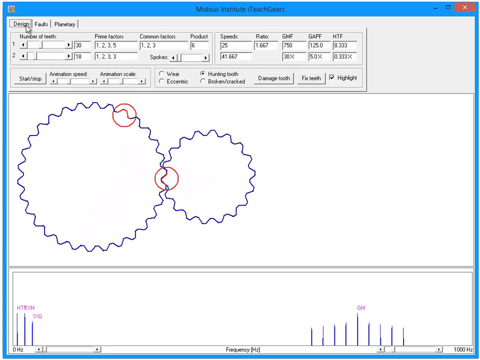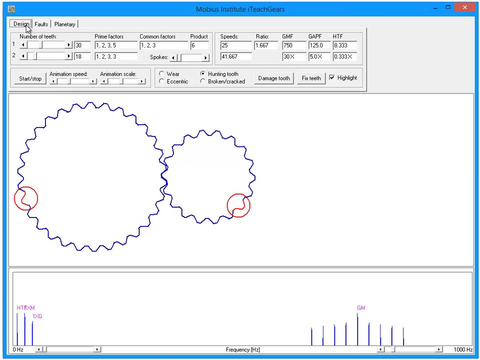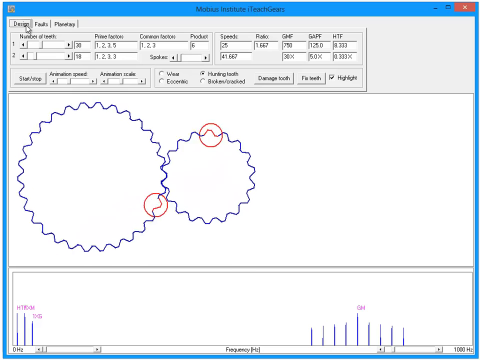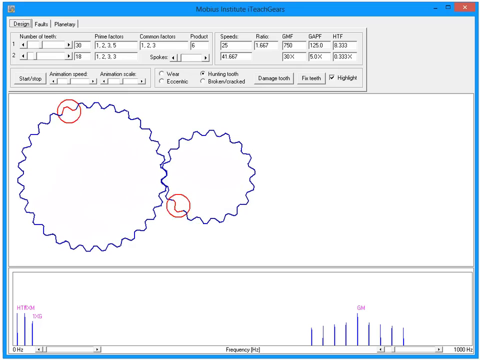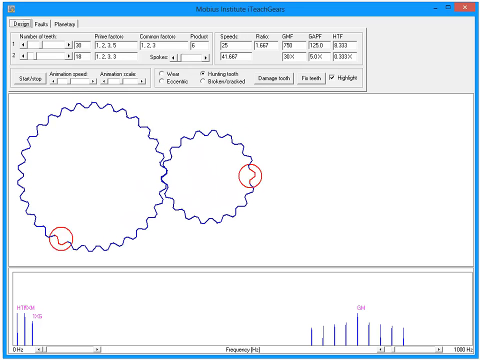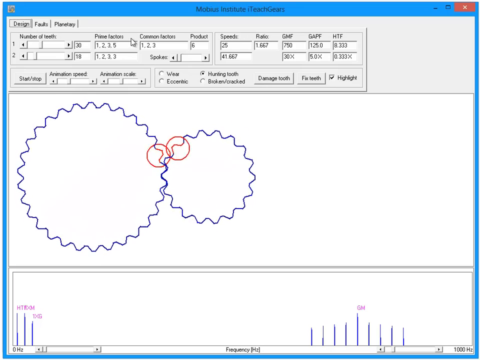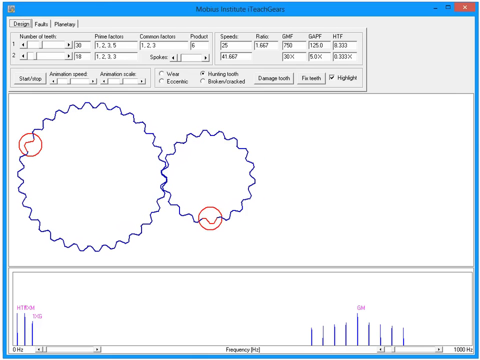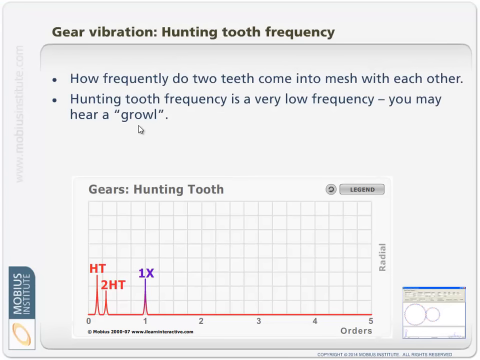There are possibly other reasons why those two teeth were damaged, but either way, this is the nature of the vibration. And there's a complicated calculation you can go through which involves all these prime numbers and all this sort of jazz to determine it. But basically we can have a peak in the spectrum, and it could be quite a high amplitude peak, and we'll see it in the time waveform as well if we've set it up properly.